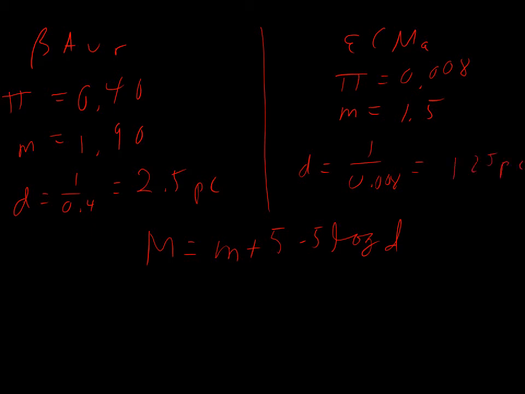So absolute magnitude. If I want to find the absolute magnitude of these stars, then the absolute magnitude of Beta Aurigae up here is going to be equal to 1.9.